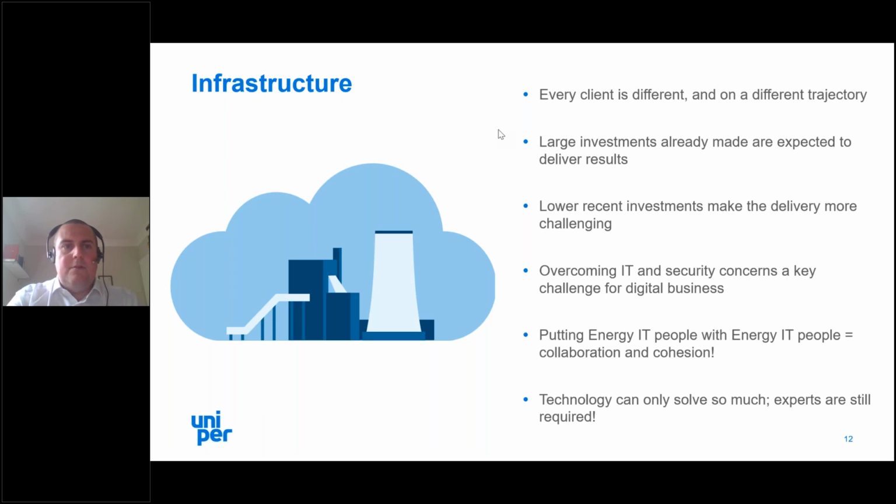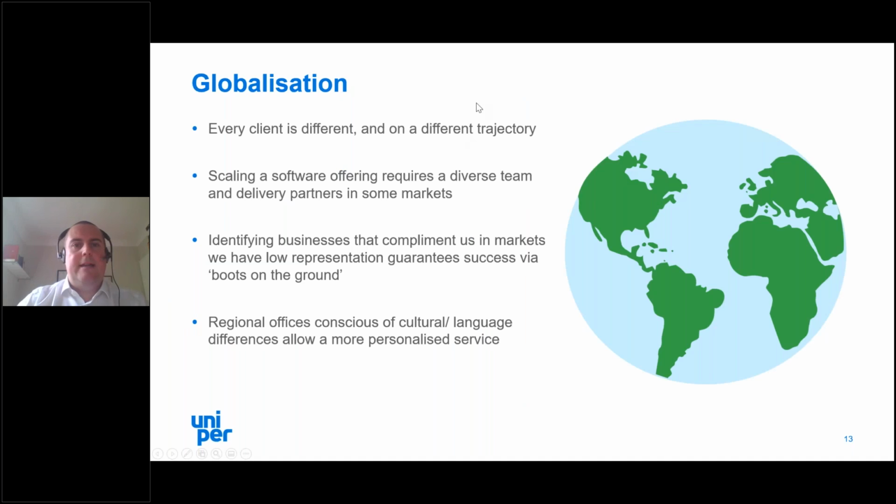So I'm going to move on to globalization. And again, you'll see this point come up in every single point I make, is that every customer is different and on a completely different trajectory. So what we found is that scaling software requires a diverse team. Obviously, diversity and inclusion is a huge part of what we do at Uniper as a business. And I think it's becoming more and more important, or recognized as more important, within most large companies around the world.